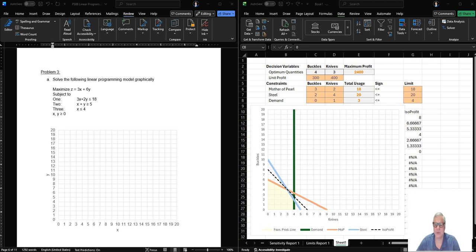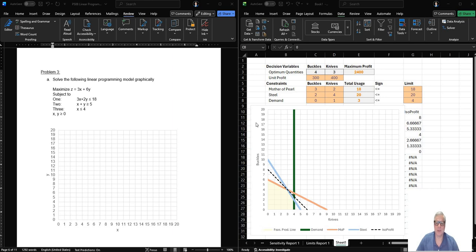Okay, let's turn next to problem set 3, and you can see I still kept open my Excel sheet from problem set 3, because if you look at problem set 3, it is actually very similar. So buckles we have on the y-axis, well, that will become our y, and knives we have on the x-axis, so that will become our x.